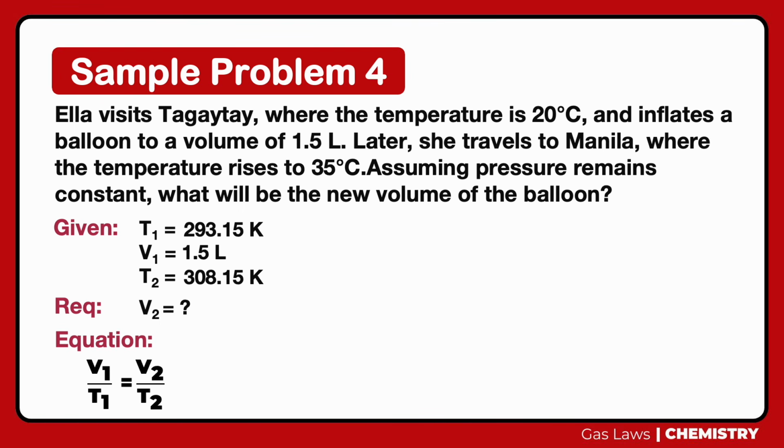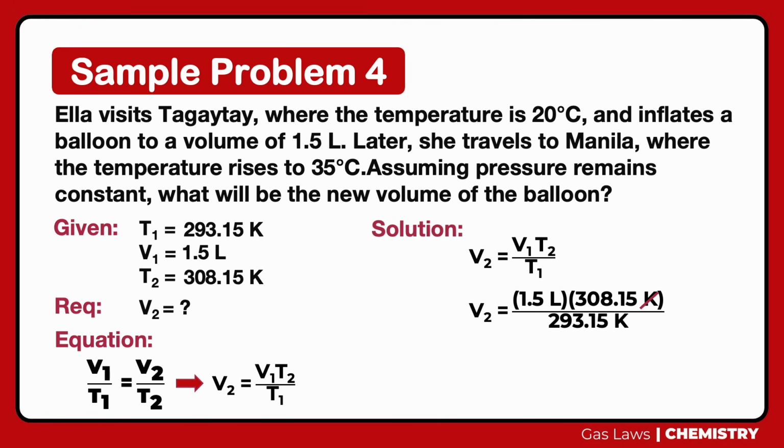Let's derive the formula for V sub 2. V sub 2 is equal to V sub 1 times T sub 2 over T sub 1. Substituting the values, we get V sub 2 equals 1.58 liters. For the final answer, the new volume of the balloon is approximately 1.58 liters.